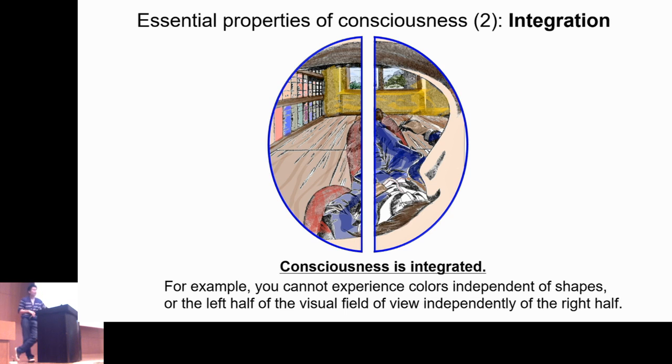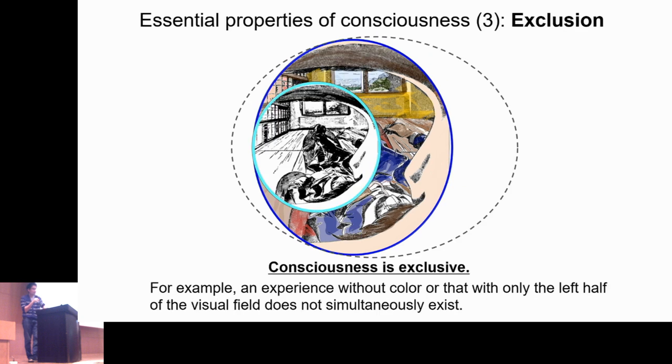Can I ask something? Yes. Is it correct to understand what you said about exclusion this way? When we have a whole visual scene, only the left half of this visual scene is part of the whole scene. But we cannot simultaneously have consciousness of the left half and the whole scene. Of course, the left half is a part of the scene, but it is not possible that we have two consciousnesses at the same time. Exactly, that's what exclusion means.